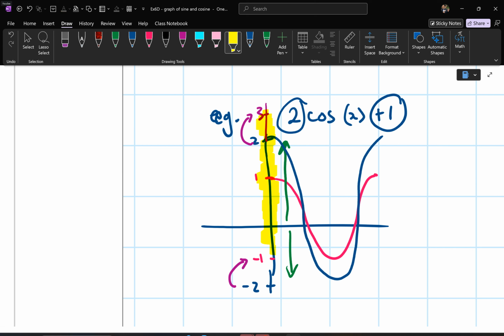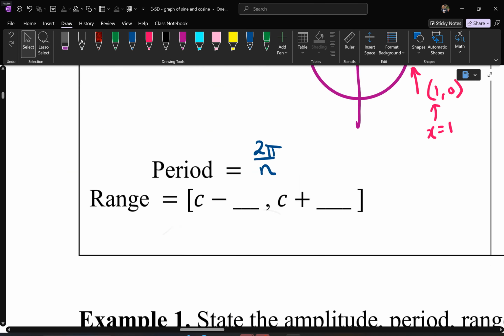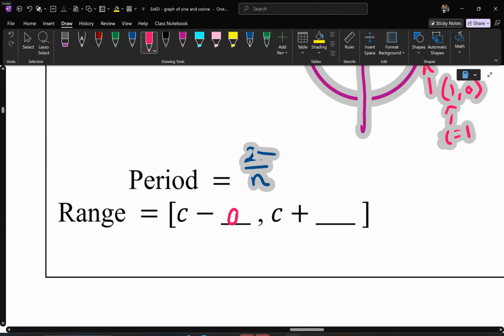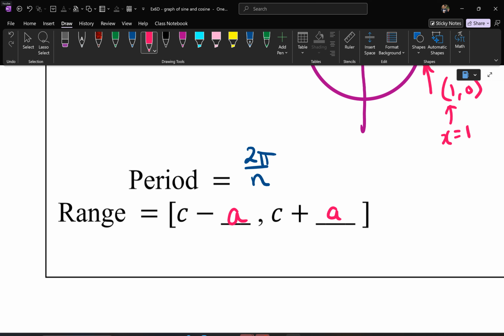range. So how did I work that out? I needed my A, and I needed the C. So A is where I start off with -2 and 2. The C, I added 1 to it. So that means your range is, and I wrote a general rule here, you've got C minus your A, and then C plus your A. Okay, so whatever your A is.